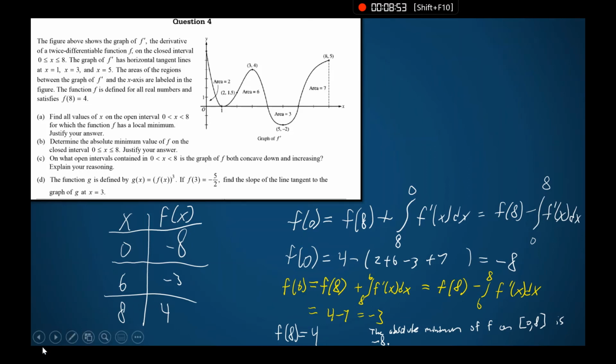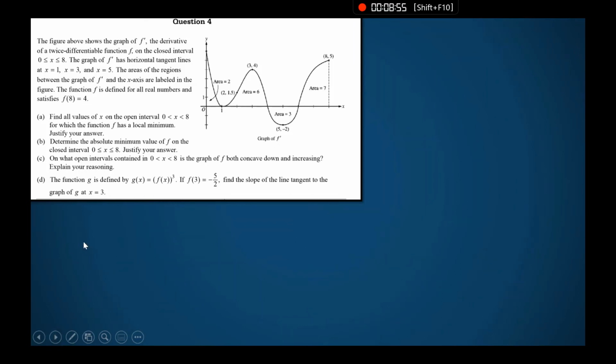Any questions on B? Part C? I want to know on what intervals the graph of f is both concave down and increasing, and explain the reasoning. Concave down and increasing should be negative. I mean, the f prime graph should be decreasing. Okay. Increasing means positive. So 3 to 4, yeah.